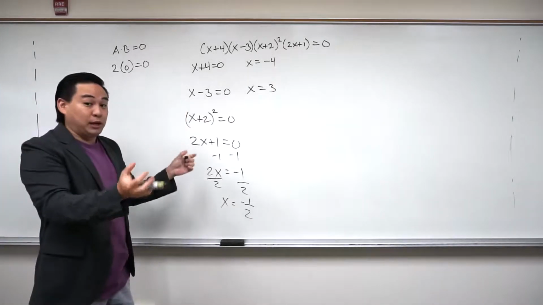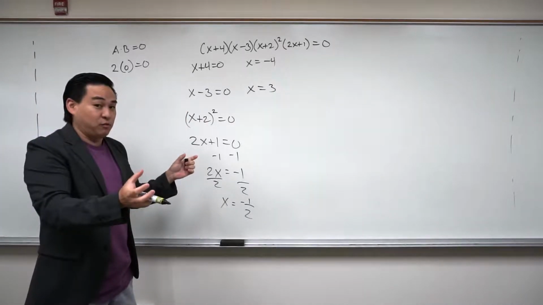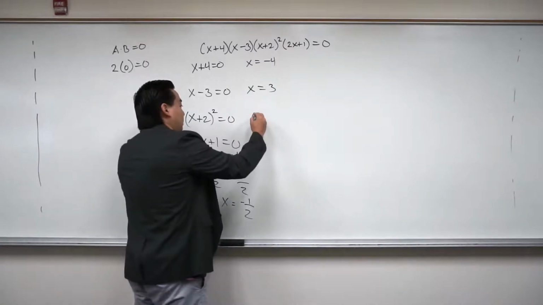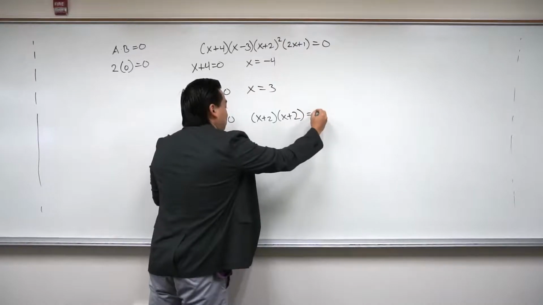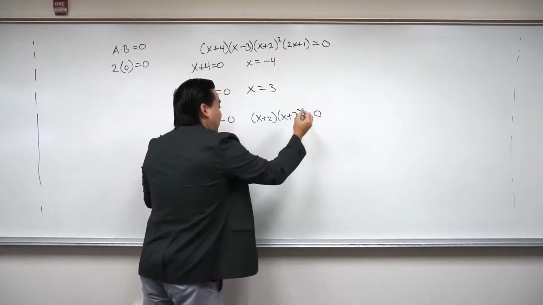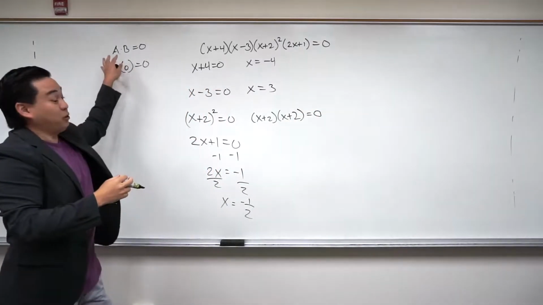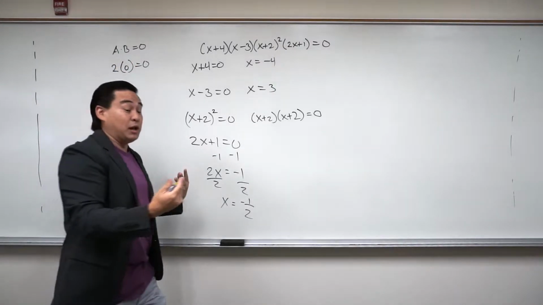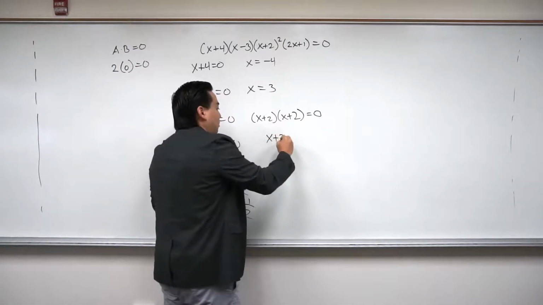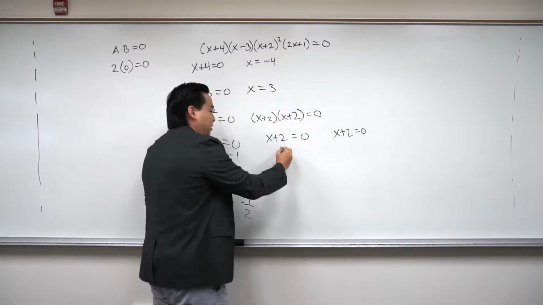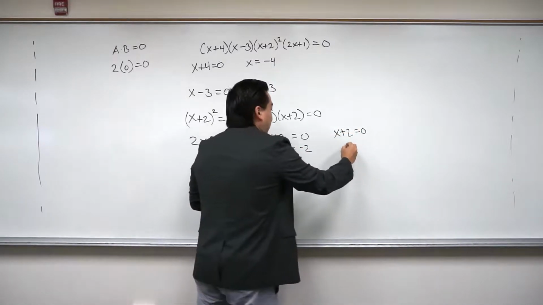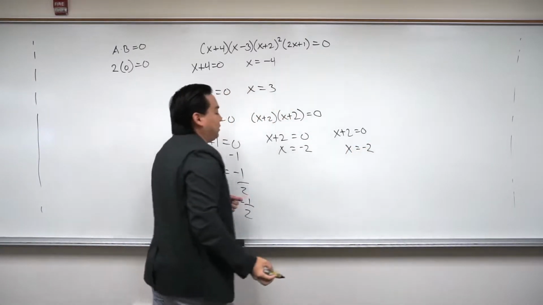For this one, what you'll see is that you can do it in two ways. You can either split the factored form into x plus 2 times x plus 2 equals 0, and then again use the fact that if you have a multiplication equal to 0, one of them must be 0. So here, x is equal to -2, x is equal to -2.